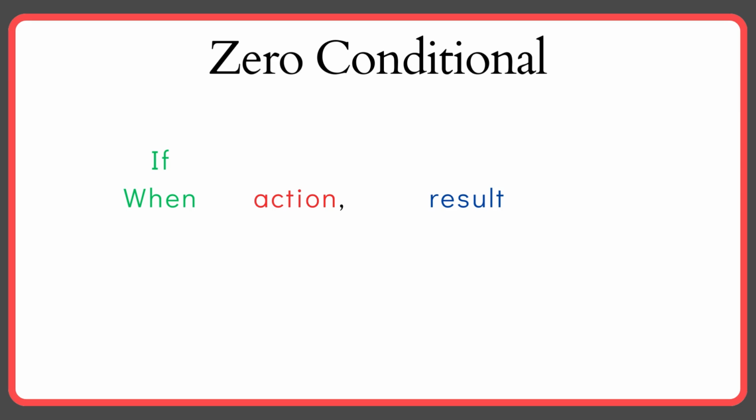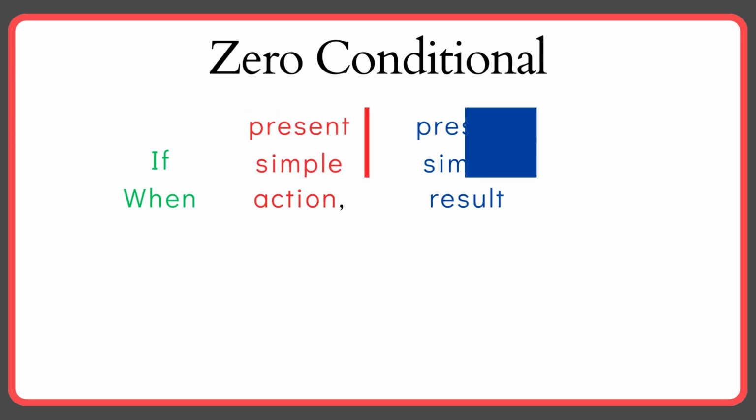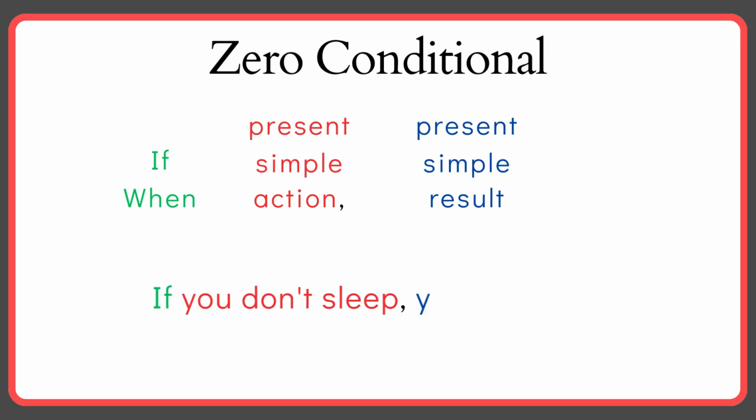The action we can also refer to as the if or when clause, and then the result we can refer to as the result clause. In the zero conditional, the verb tense for both the action and the result are in the present simple tense. If you don't sleep, you feel tired.